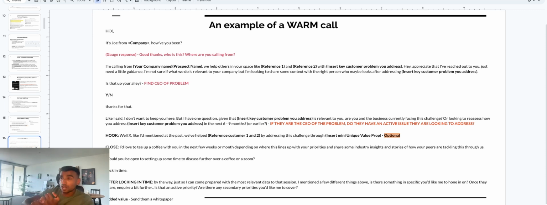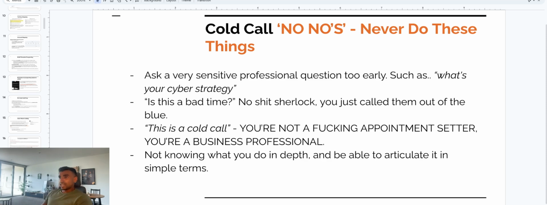You want to name drop a couple of customer references. You want to share a problem statement with them and very quickly validate, is this a problem that you care about? If you don't, worry not, I'll leave. But if it is a problem that you care about, I think we should chat. That's the attitude that you're coming in with. Anyways, those are some no-nos.